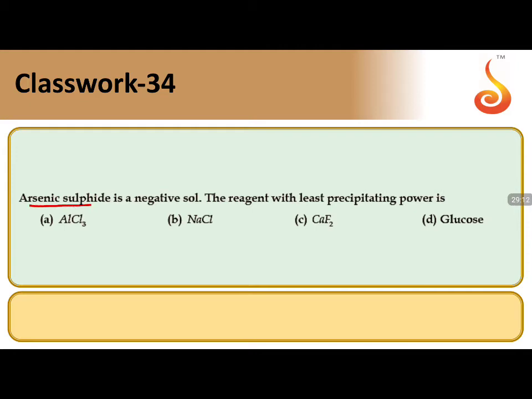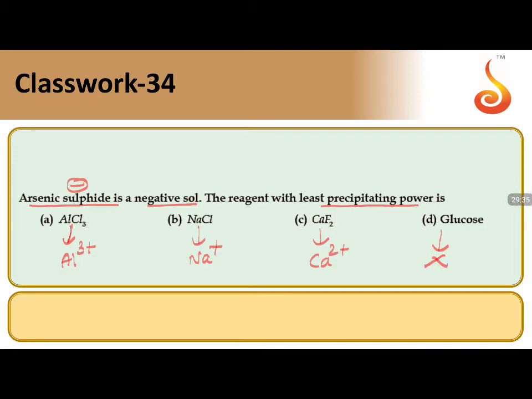Arsenic sulfide is a negative sol. The reagent with least precipitating power. According to Hardy-Schulze rule, a positive ion can only coagulate a negative sol. The positive ion from NaCl is Na plus. The positive ion from CaF2 is Ca2 plus. Is there any ion coming from glucose?